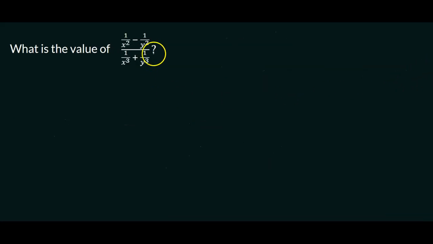We have 1 over x squared minus 1 over y squared, divided by 1 over x cubed plus 1 over y cubed. So let's go ahead and solve the numerator first. 1 over x squared minus 1 over y squared. I'm going to use the cross product method. So this is going to give me y squared minus x squared divided by x squared y squared. So we always cross and then we multiply the denominators together.